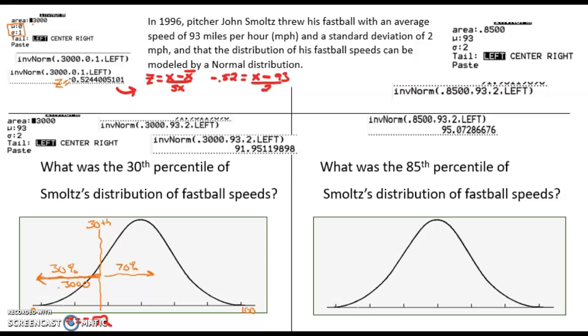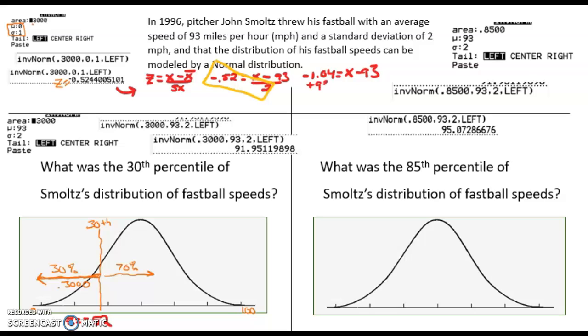So once you get to this point, the easiest thing to do is just cross multiply. Just get rid of this right here. It will make everything a lot better. So I'm going to multiply with you. So we've got 2 times negative 0.52. Probably didn't need my calculator, but here we go. That's going to give you negative 1.04. But that's going to be equal to x minus 93 now, and it's much easier to solve.